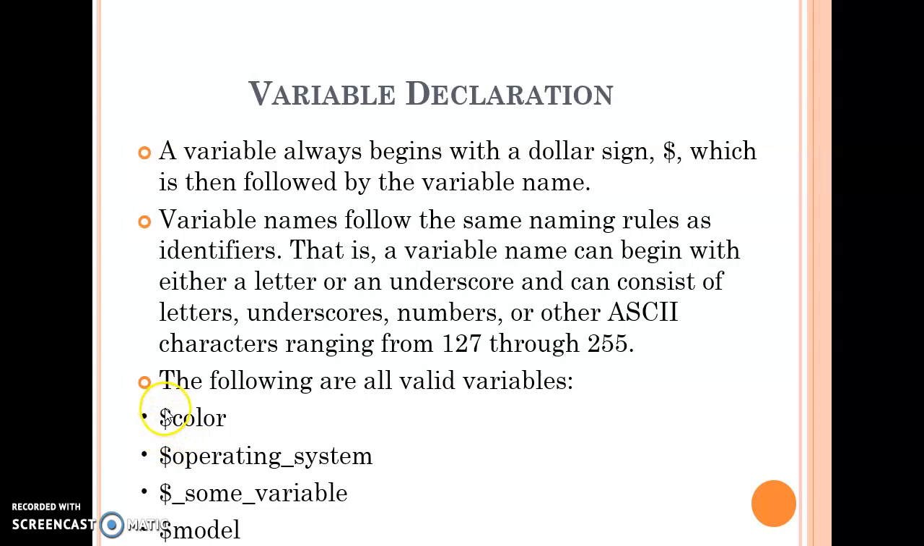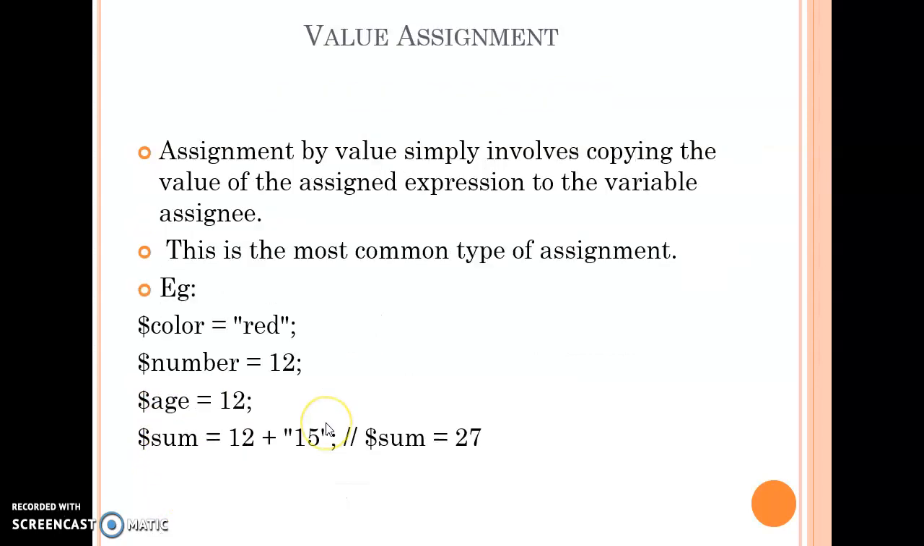A variable in PHP must have a dollar sign in front of the variable name. Variables can start with characters or an underscore. These are all examples of variables.